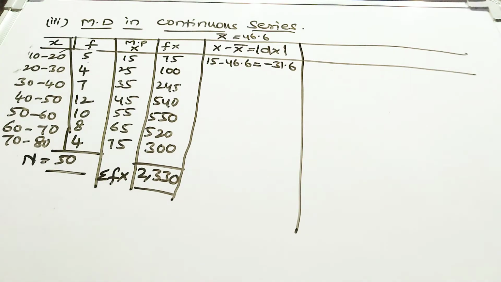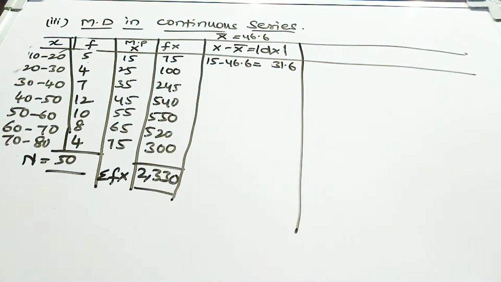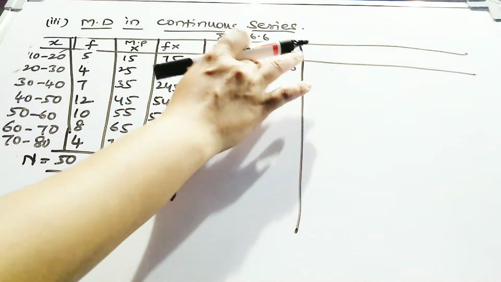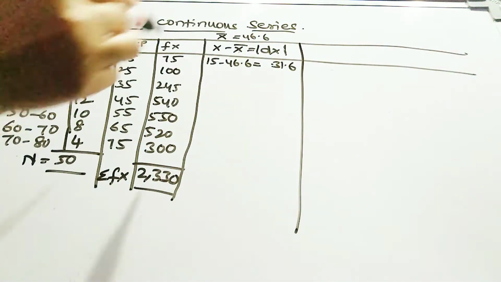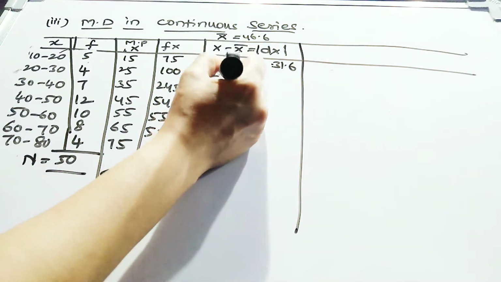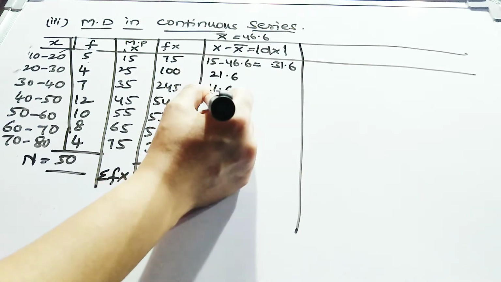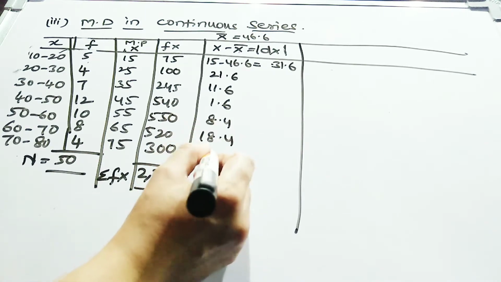After calculating the arithmetic mean, the second step is to find the deviation. x minus x bar is equal to dx, and we take mod dx. Whenever you are using mod dx, you are not using any sign. If it is a negative number, you have to consider it as a positive number only. What is your x? x is the midpoint. What is your x bar? 46.6. Apply the same formula for all the values. You will get 31.6, 21.6, 11.6, 1.6, 8.4, 18.4 and 28.4.